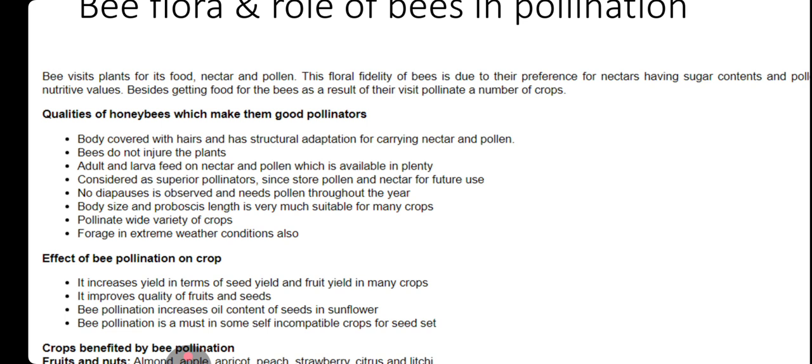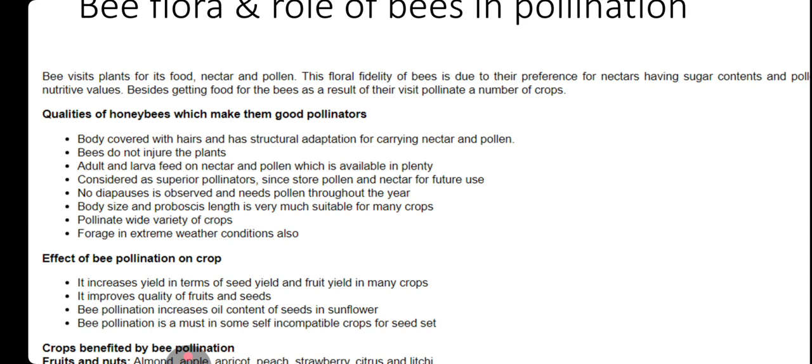The colony needs pollen and nectar throughout the year. Body size and proboscis length are very much suitable for many crops. They pollinate a wide variety of crops, and they forage in extreme weather conditions also. Means these can perform their activity even under extreme conditions.